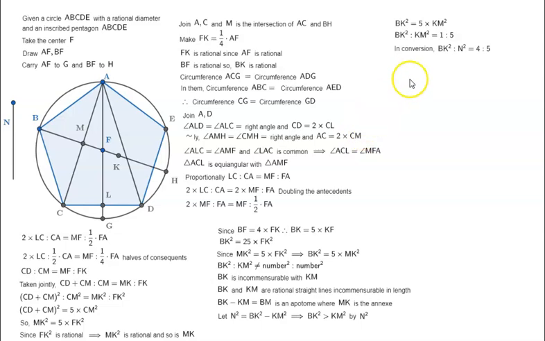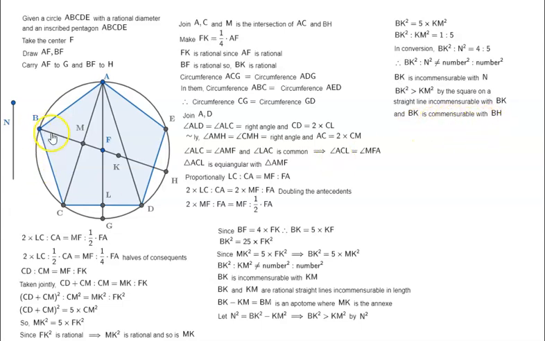So by conversion, BK squared is to n squared as 5:4. So therefore, BK squared is to n squared is not equal to a number squared to a number squared. So BK is incommensurable with n. So BK squared is greater than KM squared by the square on a straight line incommensurable with BK. And BK is commensurable with BH, the rational straight line set out. Because remember, BH is the diameter, and we started off by saying that ABCDE is a circle with a rational diameter. So BH is rational, BK is rational, which means they are commensurable. So based on all this, we can say BM is a fourth apotome.